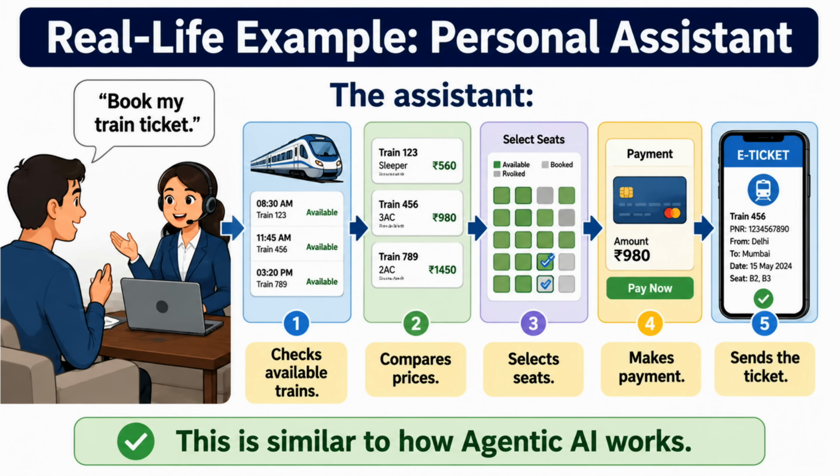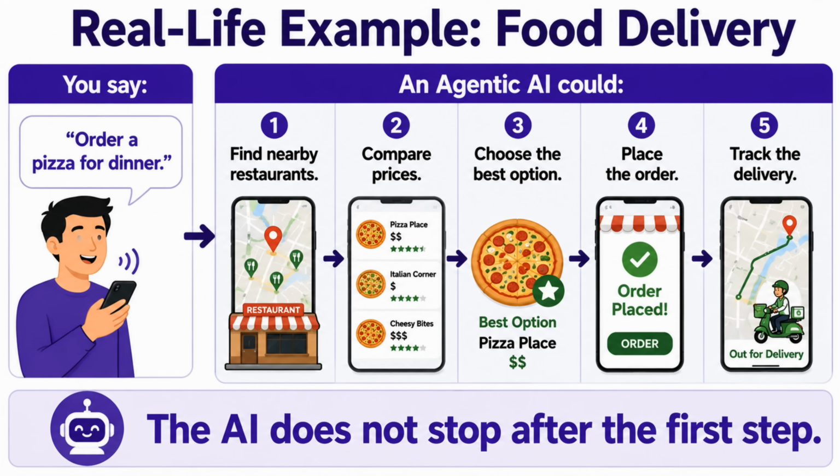Now we will see the real life example, personal assistant. Imagine you tell an assistant, book my train ticket. The assistant checks the available trains, compares the prices, selects seats, makes payment, and sends the ticket. This is similar to how agentic AI works. Next real life example, food delivery. Imagine you say, order a pizza for dinner. An agentic AI could find nearby restaurants, compare prices, choose the best option, place the order, and track the delivery. The AI does not stop after the first step.